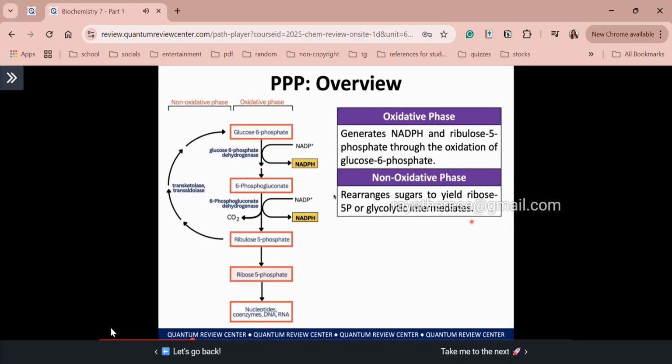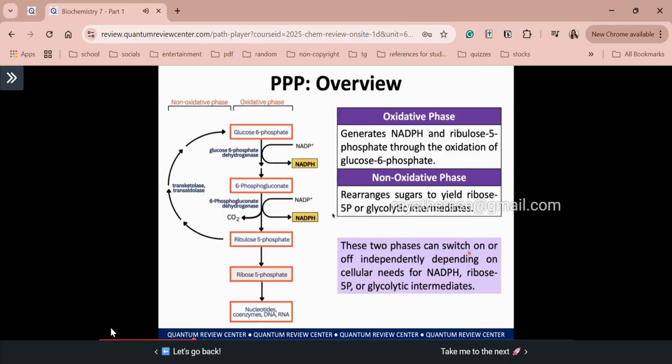Sir, when? When we need energy. Because again, the glycolytic pathway can produce energy as it is a catabolic pathway. Mainly, the function of glycolysis or the glycolytic pathway is catabolic. So class, again, the two phases are unique. Sir, why again? Because it can switch on or off independently depending on cellular needs for NADPH, ribose 5-phosphate, or glycolytic intermediates.